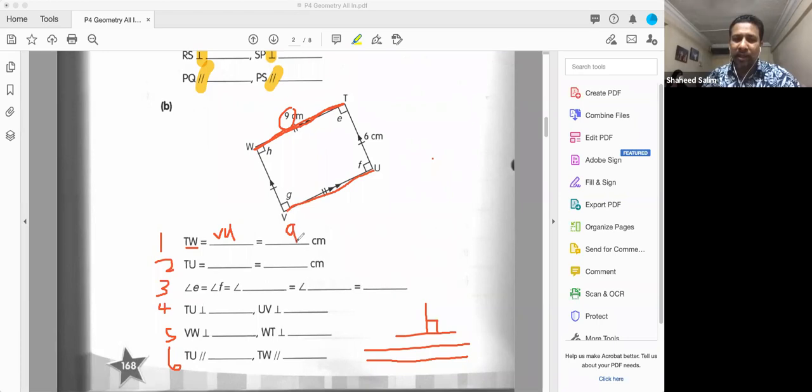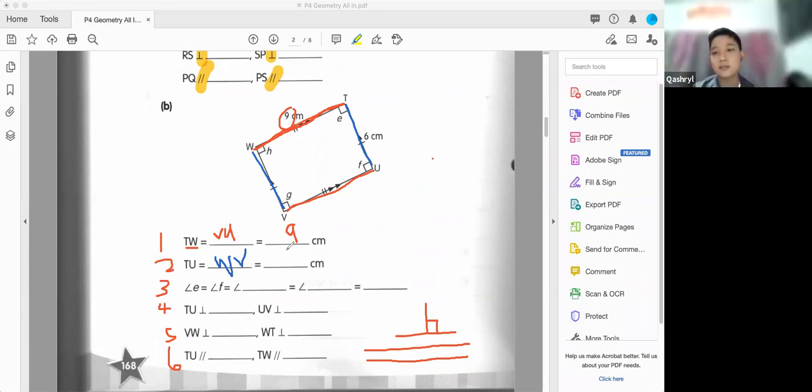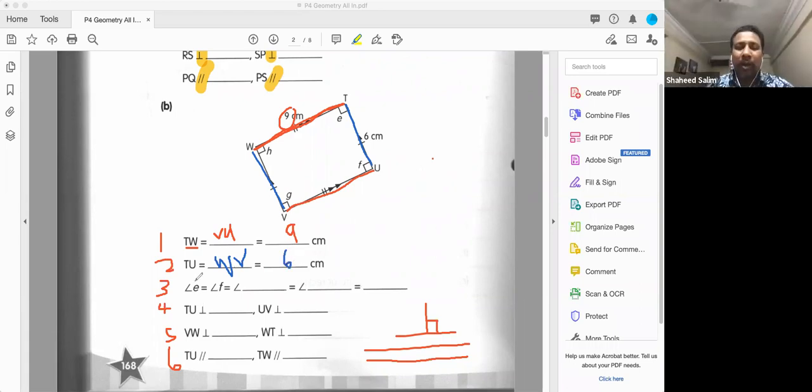Now we try Mr. Razik. Mr. Razik, TU is the same as which side? You have 5 seconds, 4, 3, 2, 1. VW, yes, you can speak lah. I'm talking to you, you can speak. Okay, VW. How many cm is this? Razik, you have 5, 4, 3, 2, 1. Good. Okay, well done.